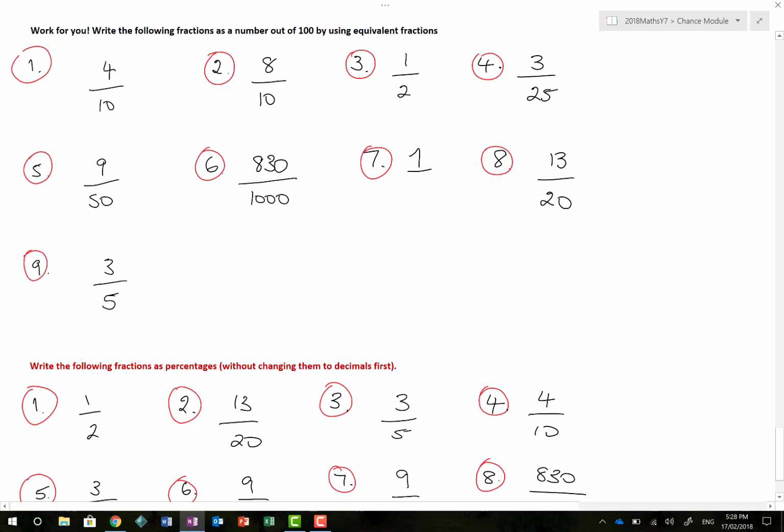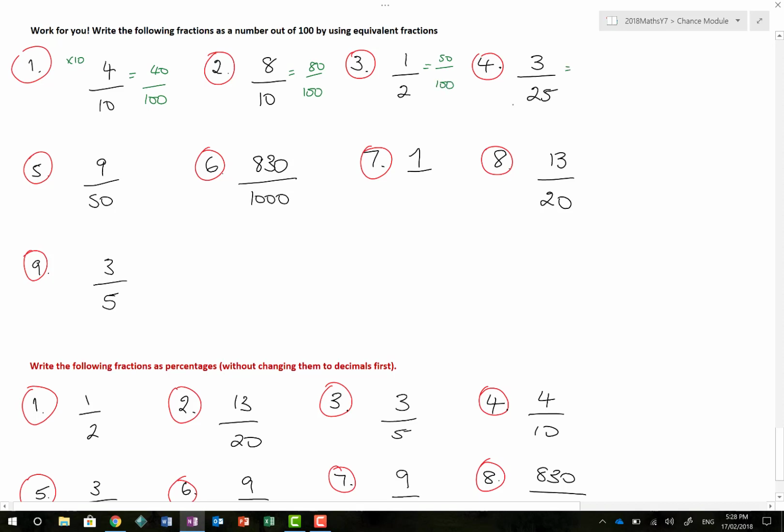Hi guys, welcome back. Did you pause? Well, it's me again. So let's see, what did you get? 4 out of 10. Writing it as a number out of 100 first becomes 40 out of 100. Why? Because I times the top and the bottom by 10. This one here, 80 out of 100. What about a half? Well, I already did that one for you, 50 out of 100.